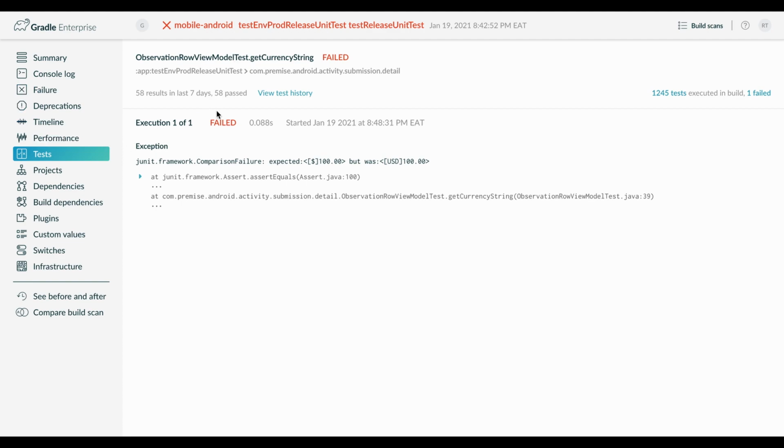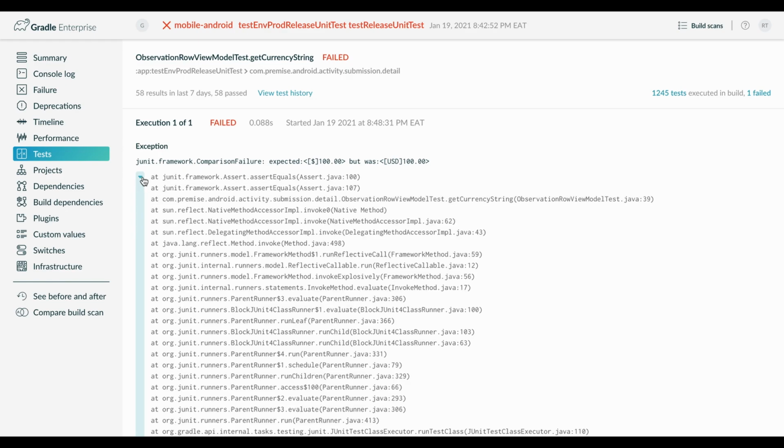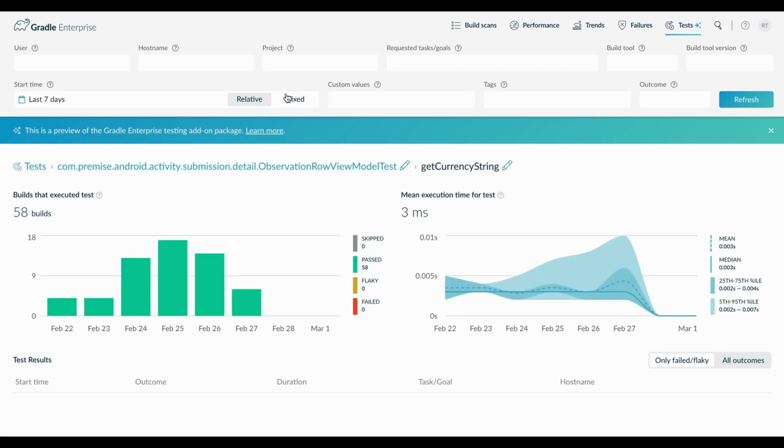When you're in the build scan, you just come to tests, and it'll highlight for you the failing test in our case. If I open this up, you can see that it's already highlighted and says that there's a comparison failure, and it expected this, but it got this. So you can see that this test is failing because it didn't get the specific output that it required. And if I click on view test history, you'll be able to see the test history for this specific test.